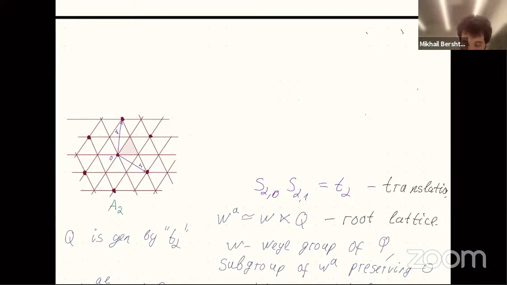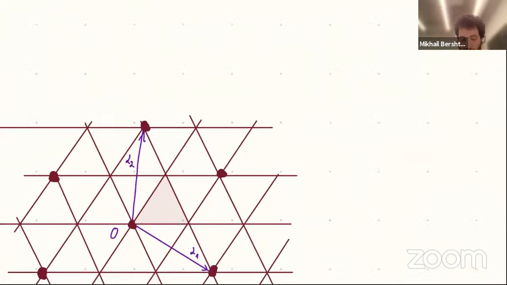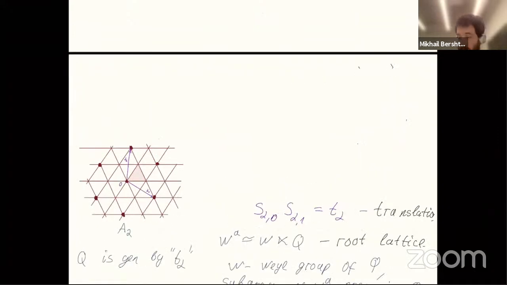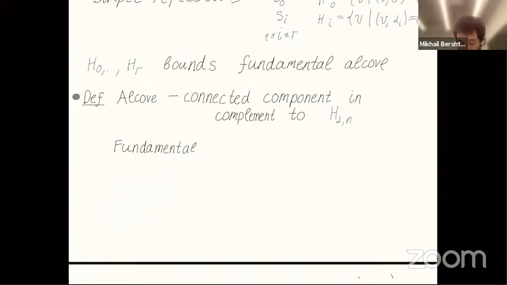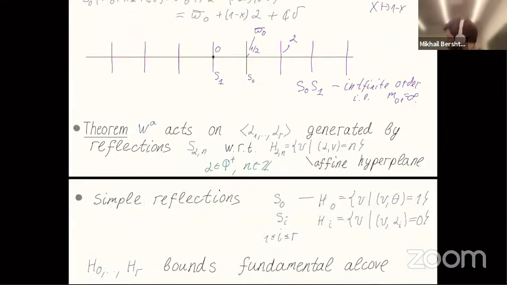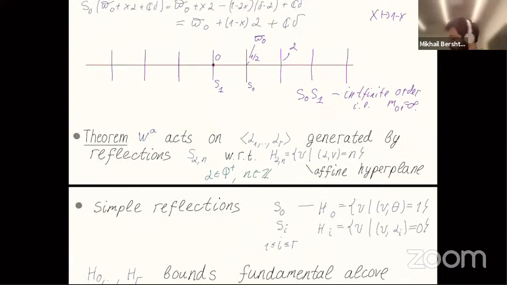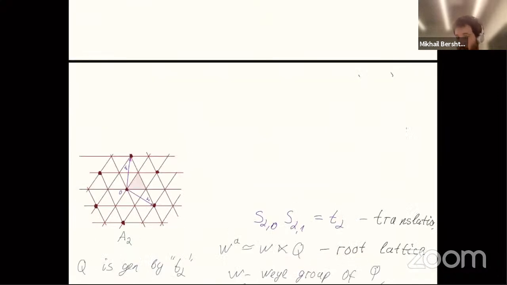Other questions? Yes, so this sublattice has index 3, so the quotient will be a group of order 3, so it will be C3.